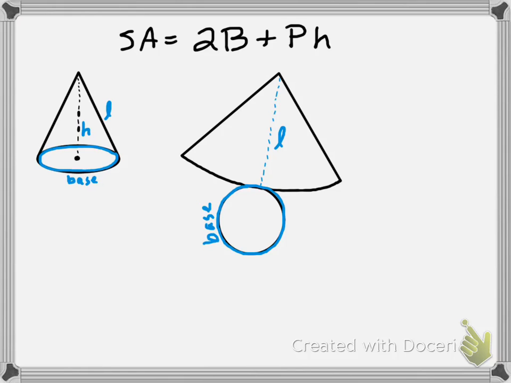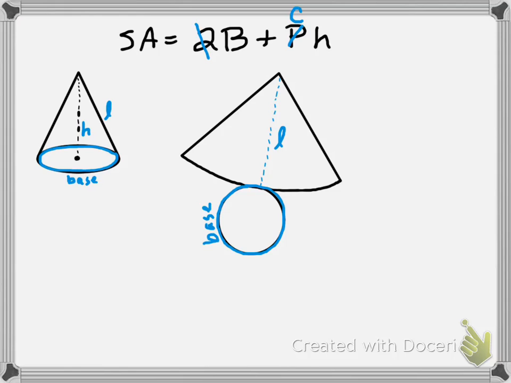Okay, so again, the first difference you should notice is the fact that we don't have 2 bases for a cone. We only have 1. So the first thing we need to do is get rid of that 2 again, because we only have 1 base. Okay, now that takes care of the base. Now let's look at this piece over here. Alright, first off, we know that there is no perimeter for a circle, so I'm going to go ahead and cross that out and put a C for circumference.